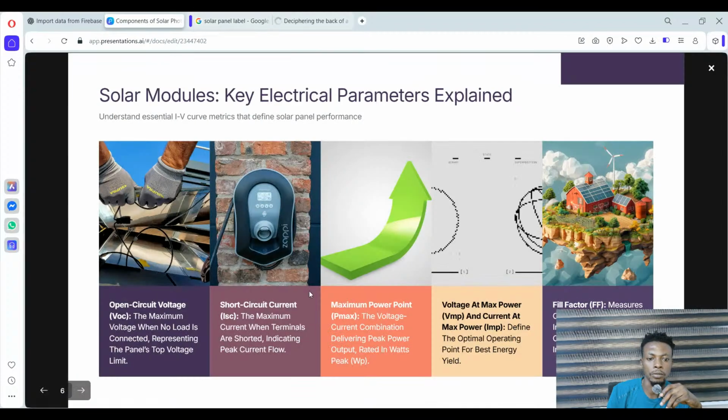So the short circuit current is the current that flows through the panel when you try to short circuit the terminals. That means you try to connect the positive to the negative. The maximum amount of current that will flow is the short circuit current, and that will help you determine the value of the fuse that you are going to use for the panel, if you have to use a fuse, or a circuit breaker.